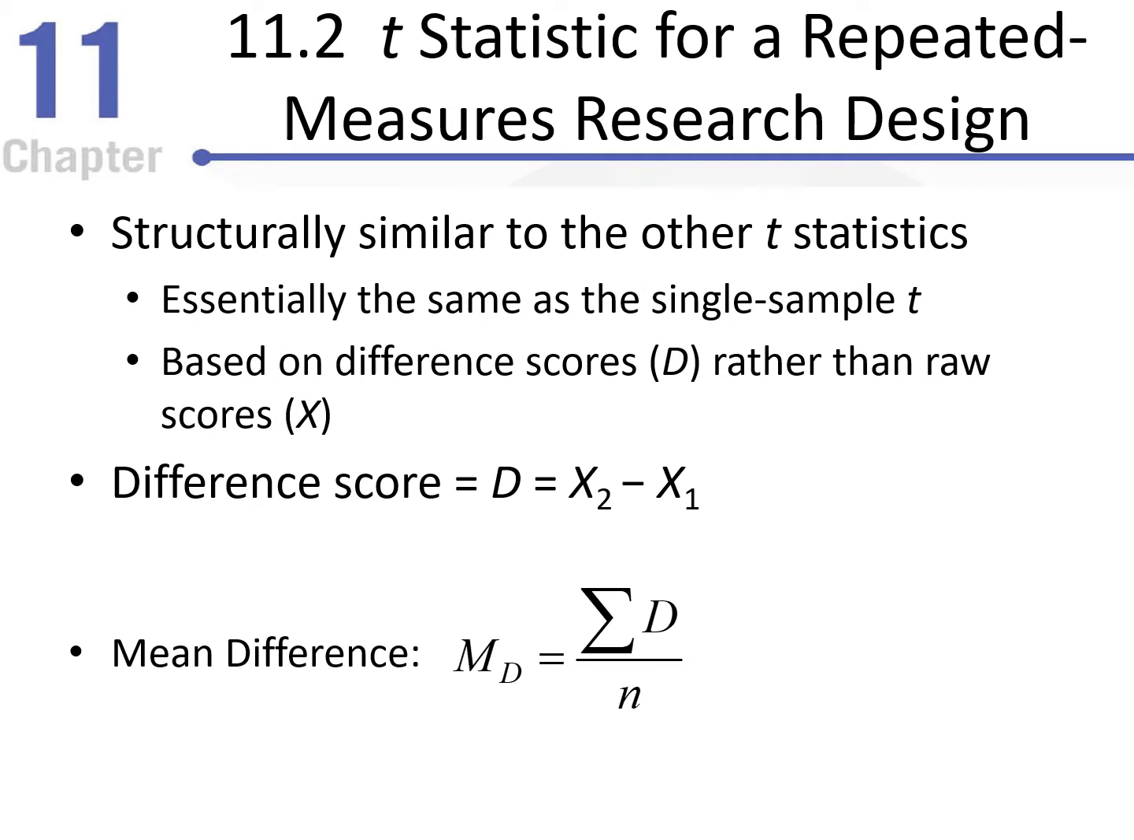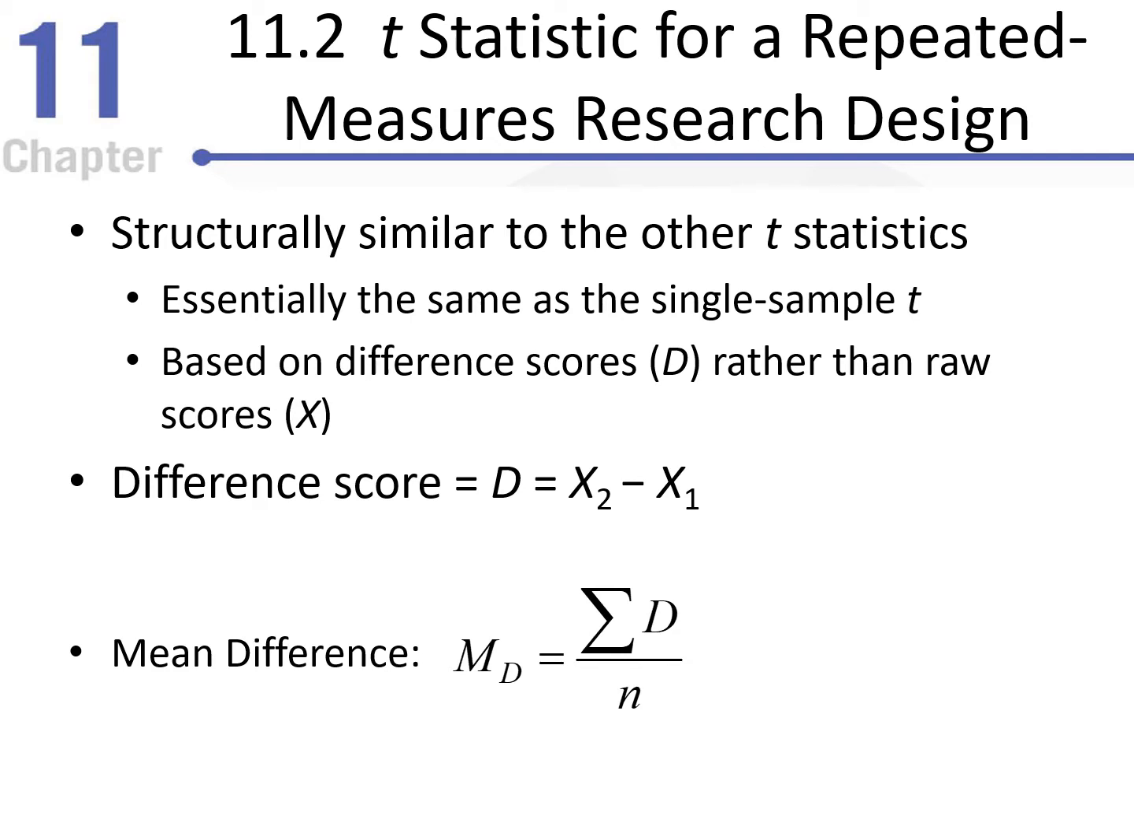So how do we compute this? It's the same as the one sample t-test. The only difference is that we're using difference scores rather than raw scores. So it's basically a one sample t-test based off of the difference scores. And the difference scores are the second group score minus the first group score. So each individual has two scores. You subtract one from the other, and that gives you the difference score. That's all it is. It's the difference between one group score versus the other condition score.